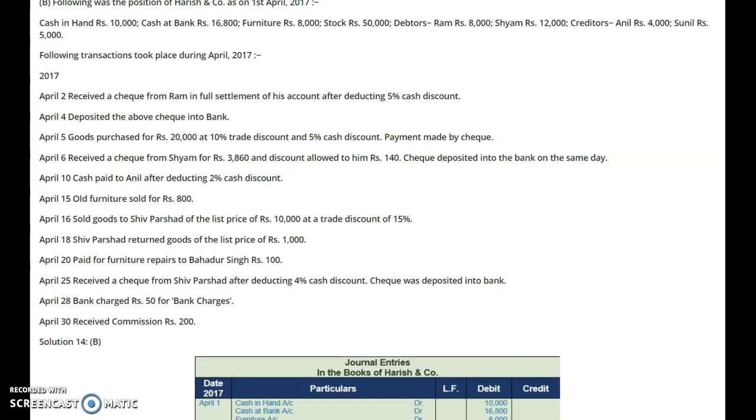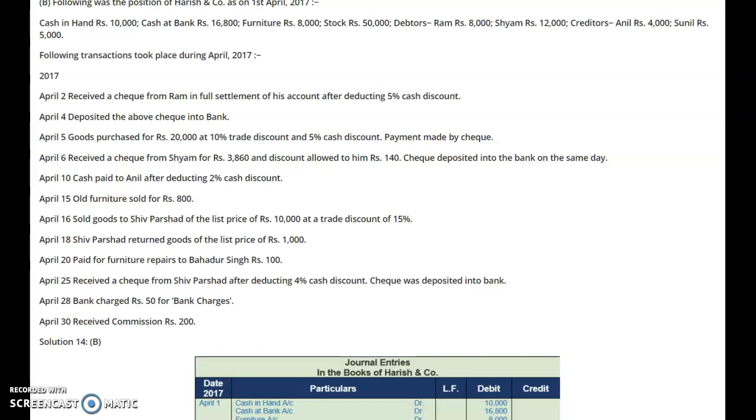Now let's understand other journal entries. Received a check from Ram in full settlement of his account after deducting 5% cash discount. Now from Ram, how much do we have to receive? 8,000. So we had given him 5% discount, that amounts to 400. So what we had received from him? Rupees 7,600. And what we had received? We had received a check from Ram. So here we had received a check of 7,600. Discount allowed is our loss, as we had given the discount of 5% on rupees 8,000, it is rupees 400.